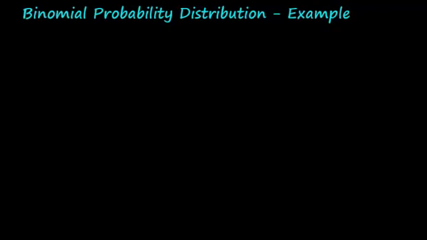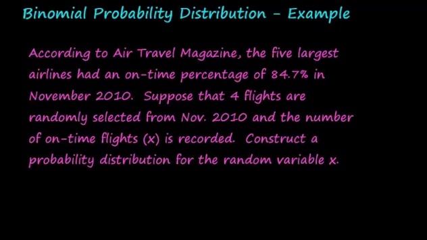Now let's work an example of a binomial probability distribution where we create the probability distribution and then use it to answer some questions. So here's the example. According to Air Travel Magazine, the 5 largest airlines had an on-time percentage of 84.7% in November 2010. Suppose that 4 flights are randomly selected from November 2010 and the number of on-time flights, X, is recorded. Construct a probability distribution for the random variable X.